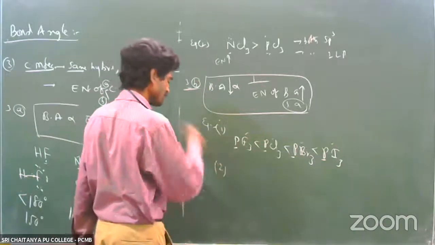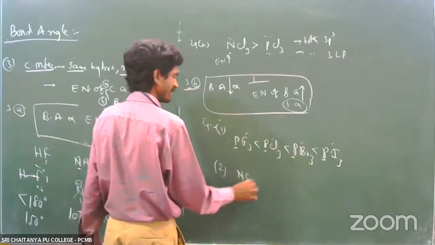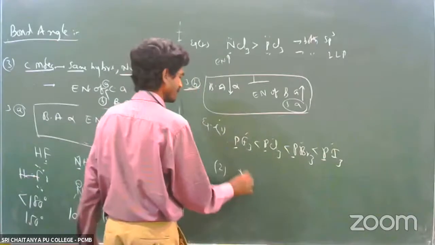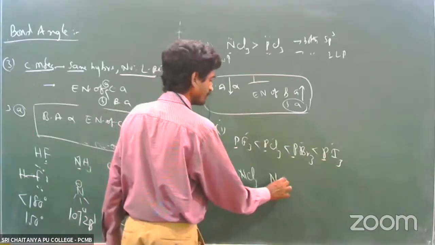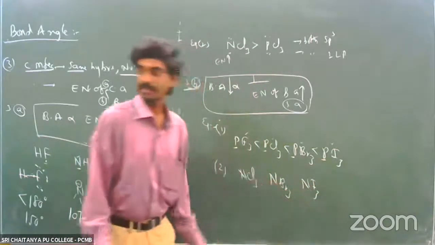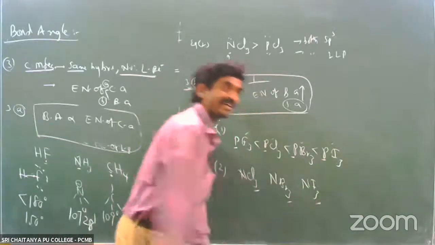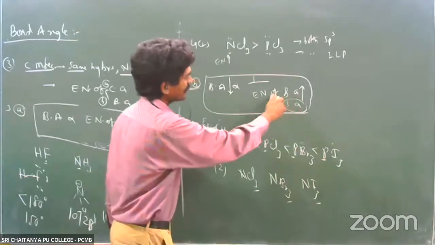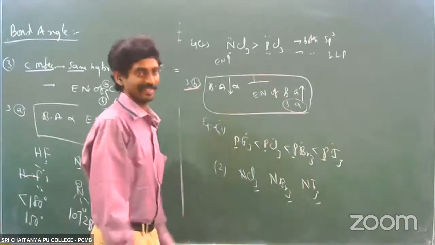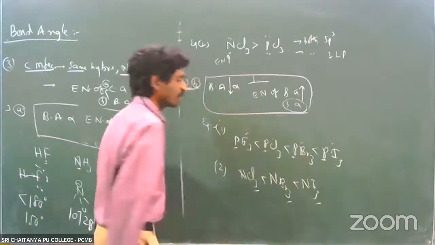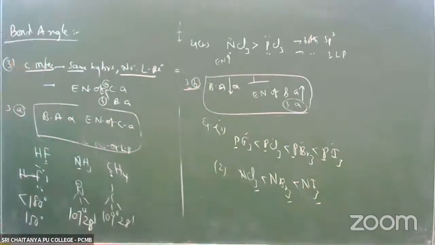Next, one more example. Take NCl3, NBr3, NI3. That is different. Here the central atom is nitrogen, with the bonded atoms chlorine, bromine, iodine. Now, what is the rule here? That is the factor: if the bonded atom's electronegativity is more, the bond angle is less. So the less electronegative one has the more bond angle, and the more electronegative one has the less bond angle. So these are the factors which influence bond angle.